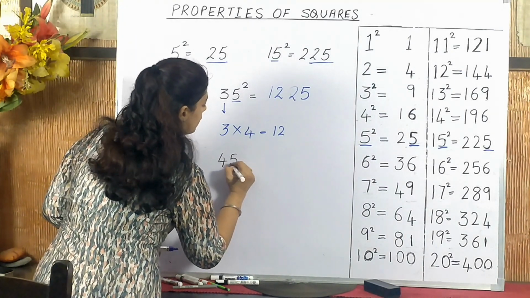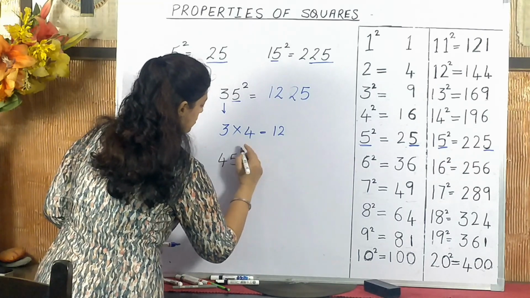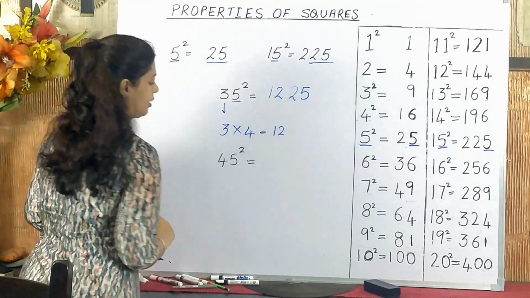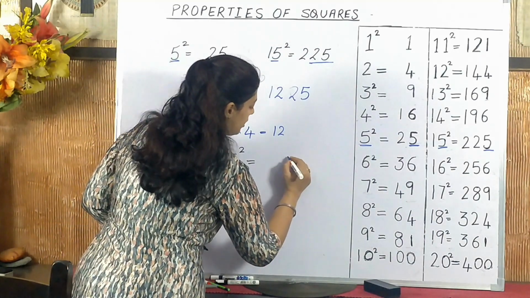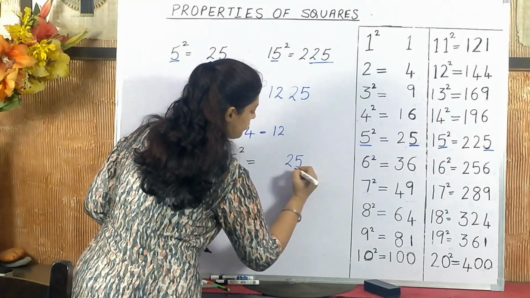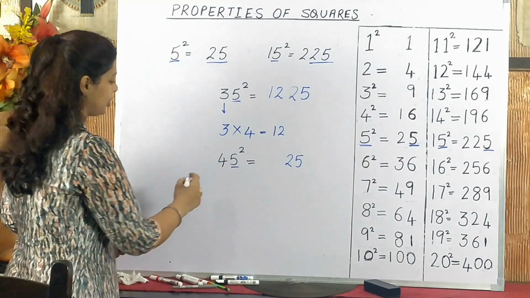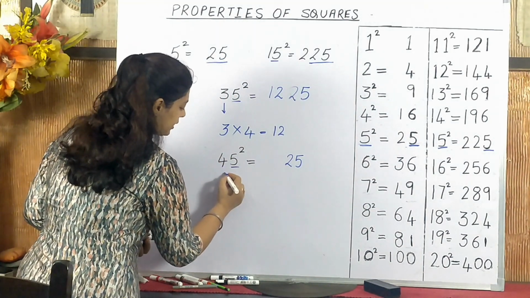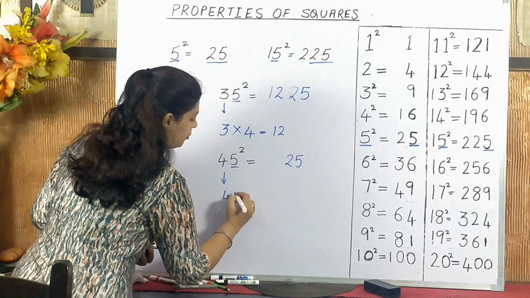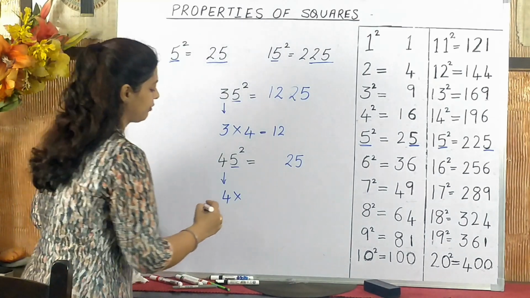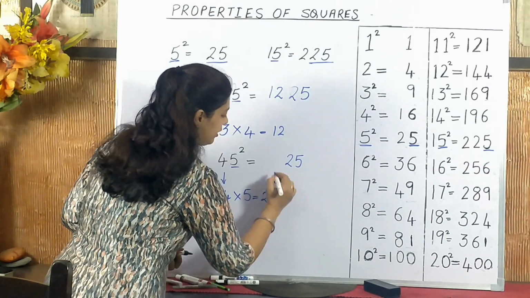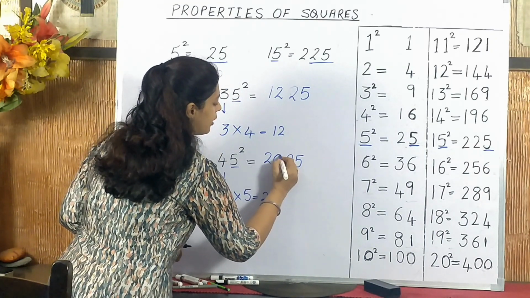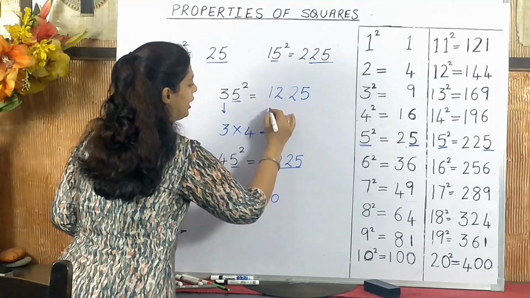Another example, 45 square. Again 45 is ending in 5, so I can say the last 2 digits of this square are 25. For the first 2 digits, we see the number in the tens place, which is 4, and multiply it with the next consecutive number, which is 5. So 4 into 5 is 20. So I can say that 45 square is 2025.